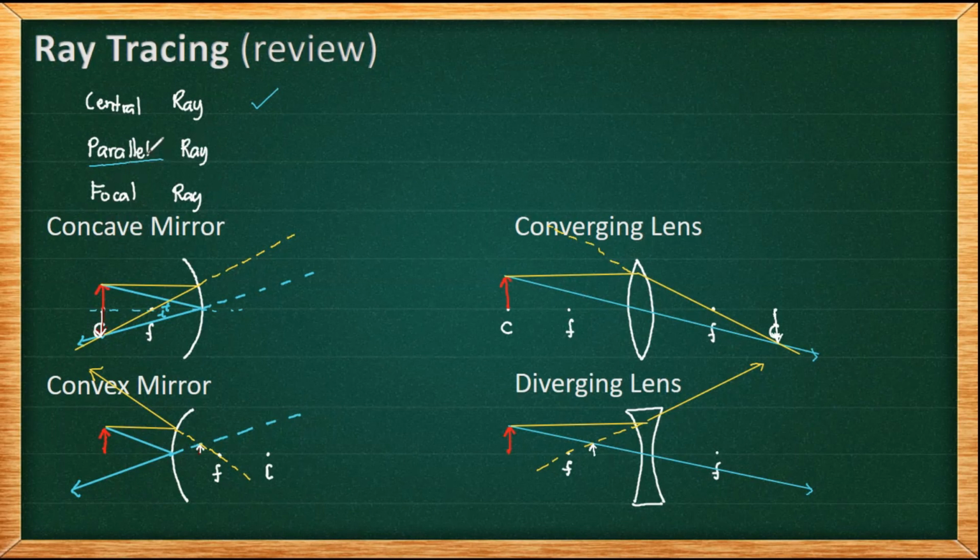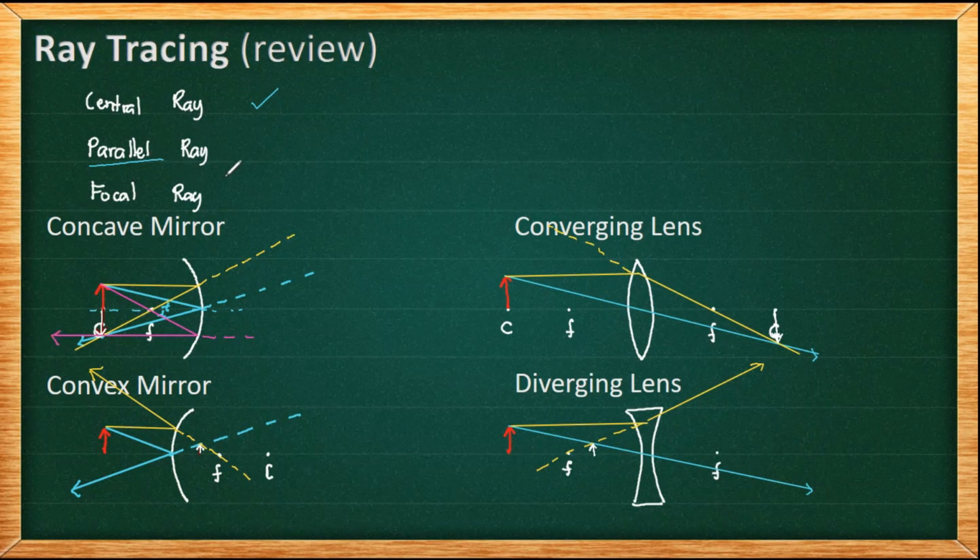We're done with the parallel ray. We proceed to the focal ray. So a focal ray would pass through the focal point. So let's start with a concave mirror. A ray that passes through the focal point. We start from the head, passing through the focal point. And then it will be reflected parallel to the optical axis. As you can see, they would intersect at the same point. And this would seem to come from this direction.